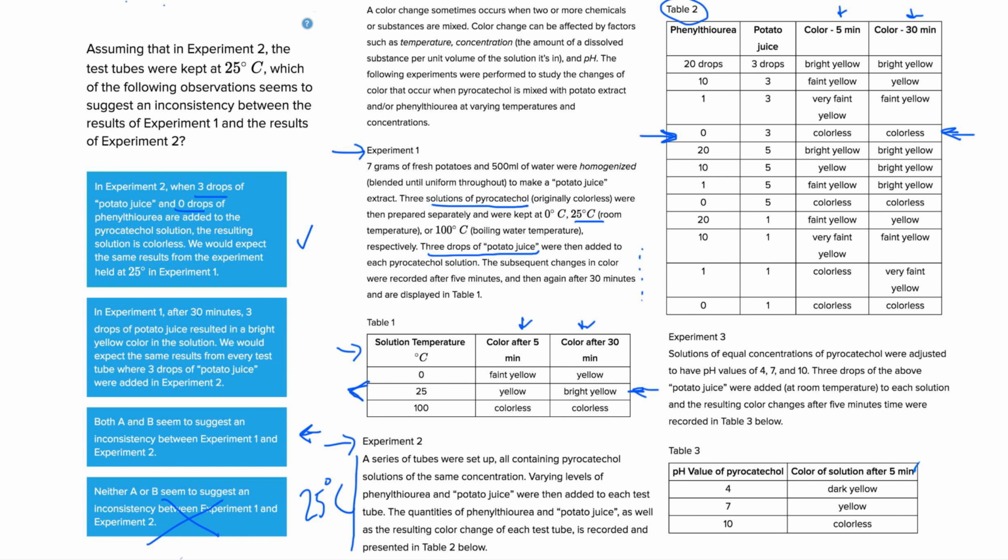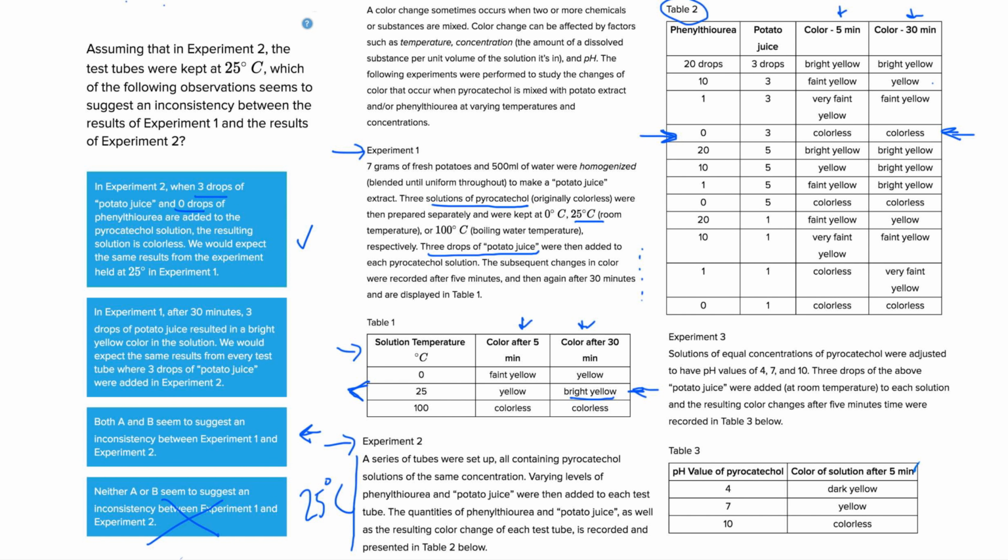In experiment 1, after 30 minutes, 3 drops of potato juice resulted in a bright yellow color in the solution. All right, that's true. That's the thing that we just checked. We would expect the same results from every test tube where 3 drops of potato juice were added in experiment 2. Now this sounds basically like the same thing as we just read in option A. The difference is it says we would expect the same results from every test tube where 3 drops of potato juice were added. Well, let's see.